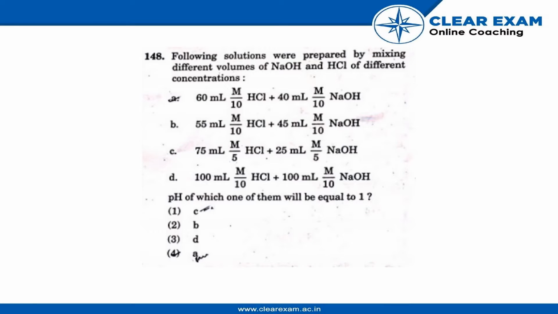Question number 148. The following solutions were prepared by mixing different volumes of NaOH and HCl of different concentrations. Four options are given, and we have to select the one whose pH will be equal to 1. Now moving towards the solution.